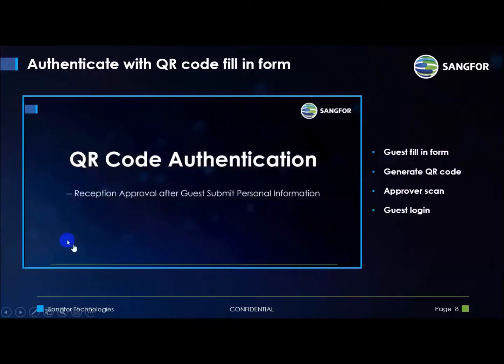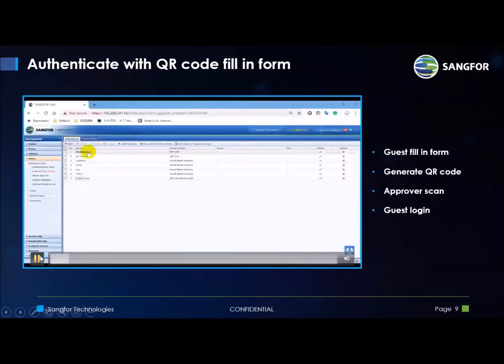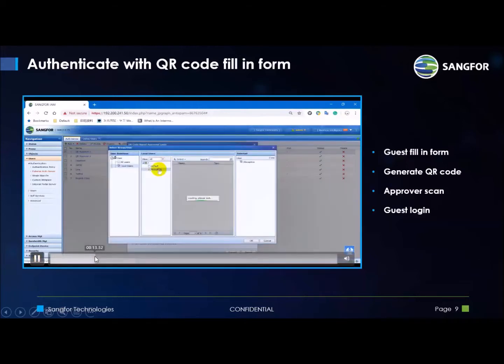And instead of directly scanning and approving the user access, we can also ask the users to fill in a form to input their personal information, like a company or a user ID. Here, similar to the configuration page, we have another choice. First, fill in the form and then generate the QR code, and the approver scans the QR code and then logs in. So let's take a look at what the process looks like.